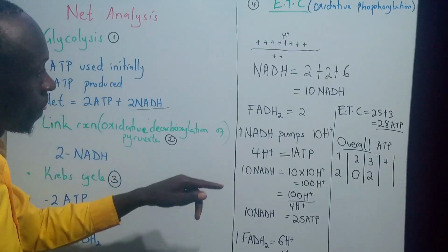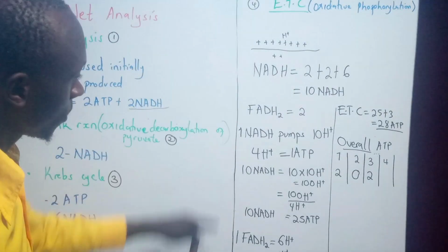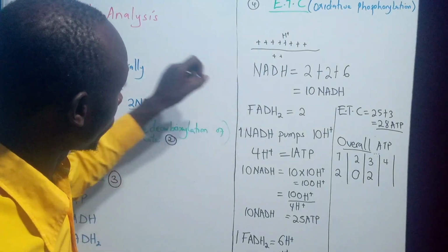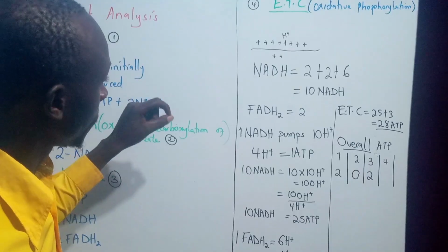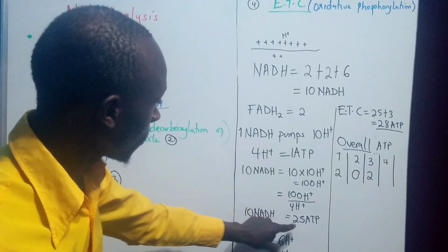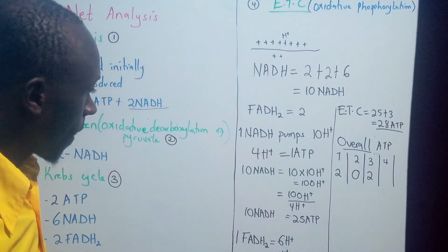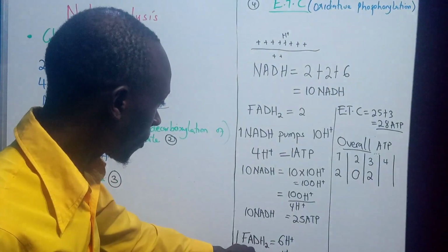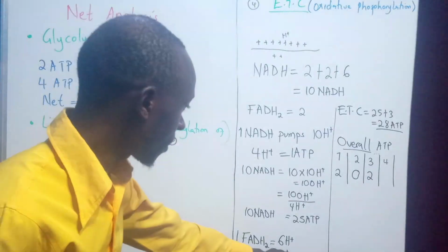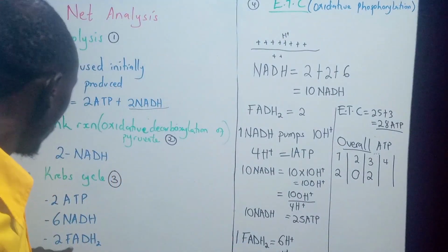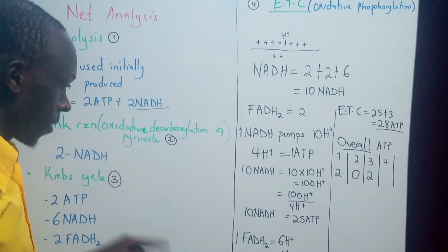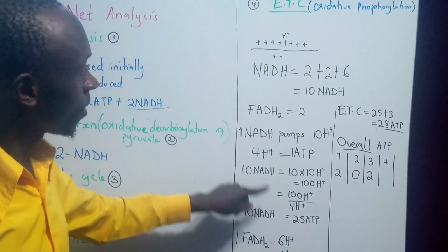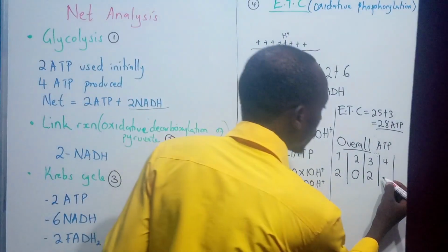Then lastly, in the electron transport chain, we have seen NAD molecules which entered into the chain. There are 10 of them, giving us a total of 25 ATP molecules. And then for FAD, a single FAD produces 6 hydrogen ions, and then the 6 hydrogen ions divided by 4 hydrogen ions gives us a total of 1.5 ATP. But remember, 2 FAD molecules were used, so we're going to multiply 2 times 1.5, giving us 3 ATP. So overall for the electron transport chain we got 28.